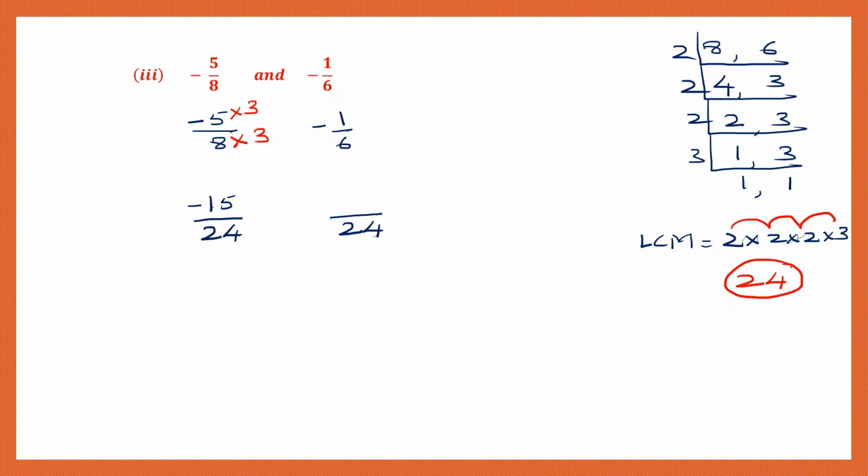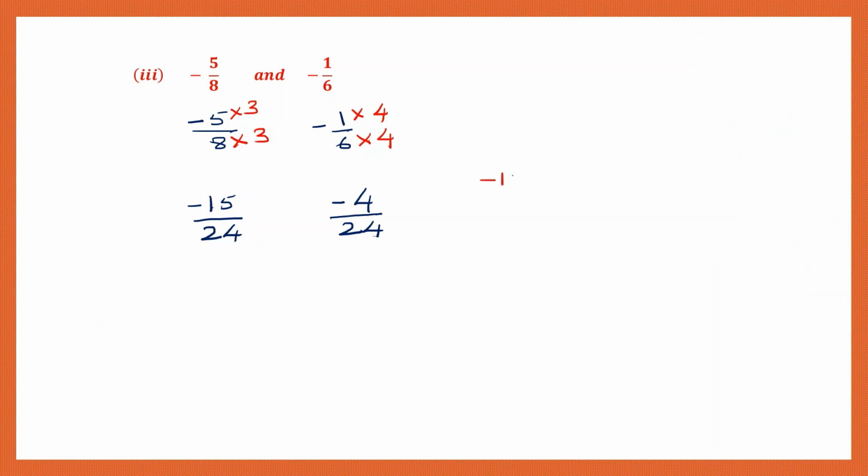Let's go to the second rational number. 6 fours are 24. So we multiply this by 4. So minus 1 into 4. The sign is minus. 1 fours are 4. So now we have denominators which are the same and the numerators are minus 15 and minus 4. Now what are all the rational numbers that come between minus 15 and minus 4? We have many rational numbers, isn't it? Let's write a few. So if we have minus 15 here and minus 4 here, what are all those that we have between these?